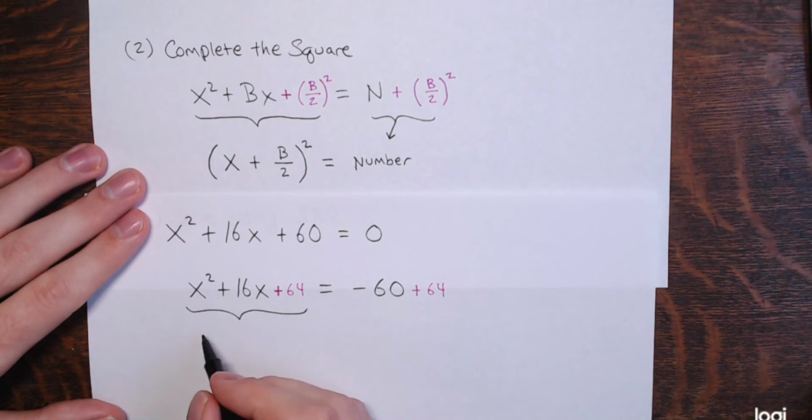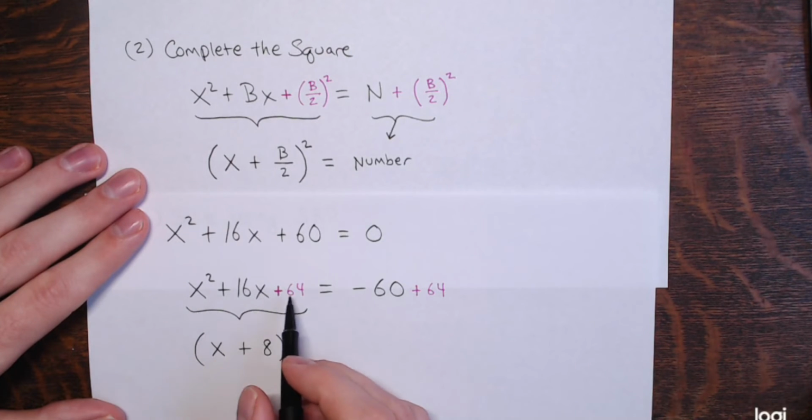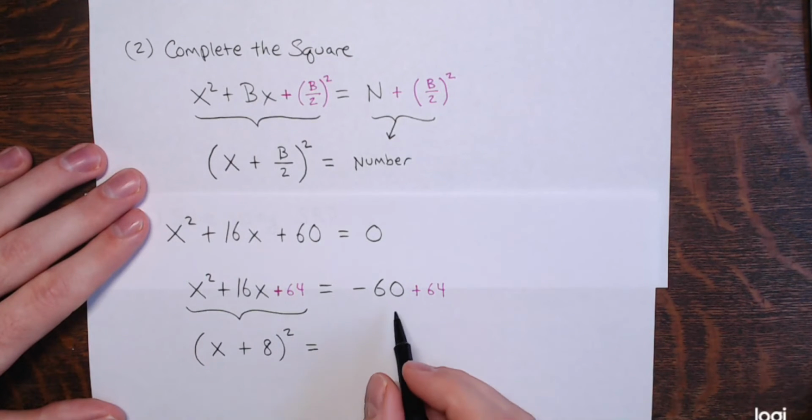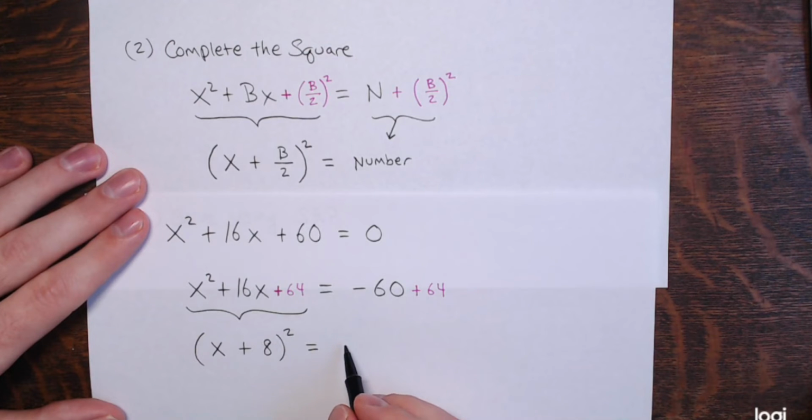This will actually factor to x. It's always just the variable plus whatever half of b was, which was 8, squared. X plus 8 times x plus 8 is x squared plus 16x plus 64. And on the right side, negative 60 plus 64 is positive 4. And this is as far as we go for the first part of this question.